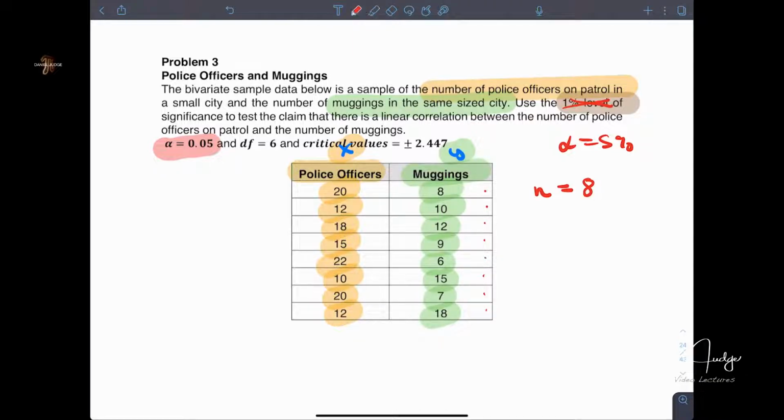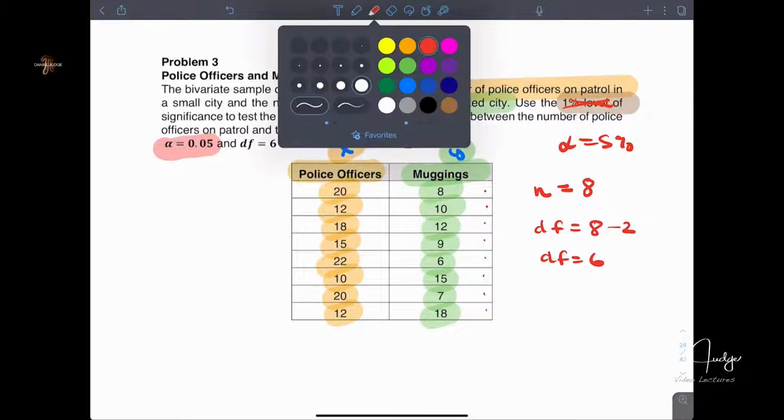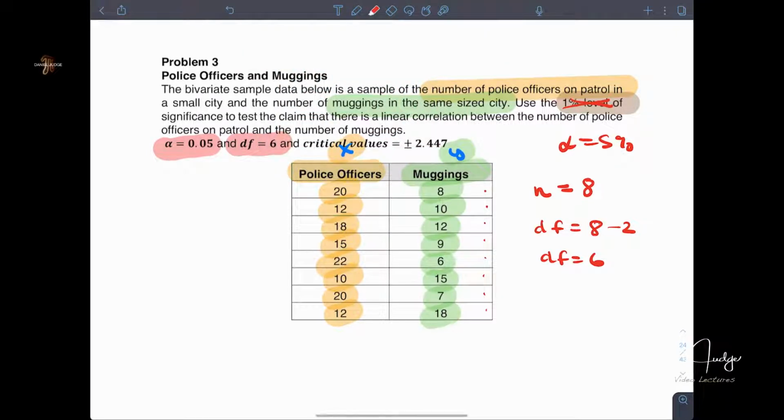The degree of freedom, remember, is 2 less than the sample size. So it's going to be 8 minus 2. Degree of freedom is 6. And there we go. And we're going to verify that the critical values are going to be plus or minus 2.447.